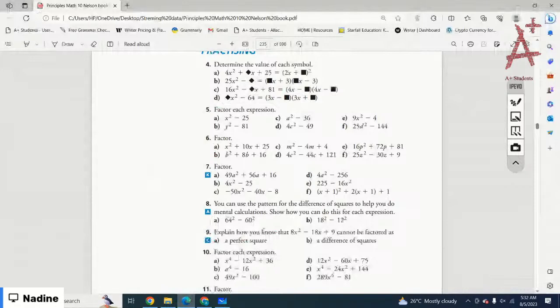Okay, let's just start with question number 5. Factor each expression. x square minus 5.